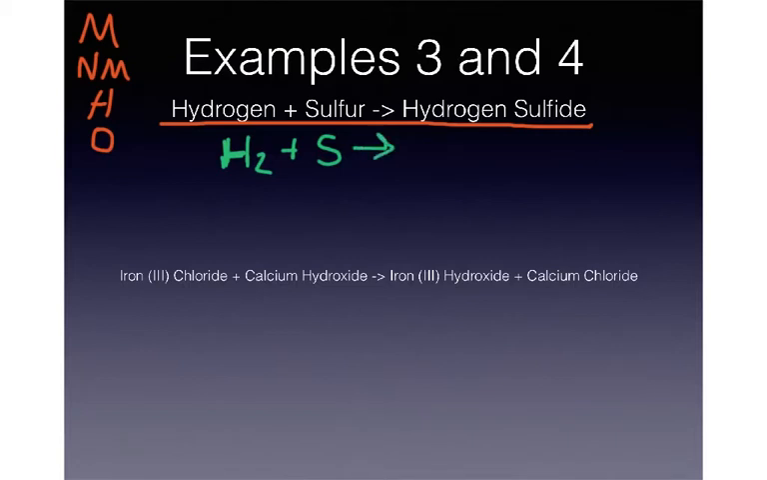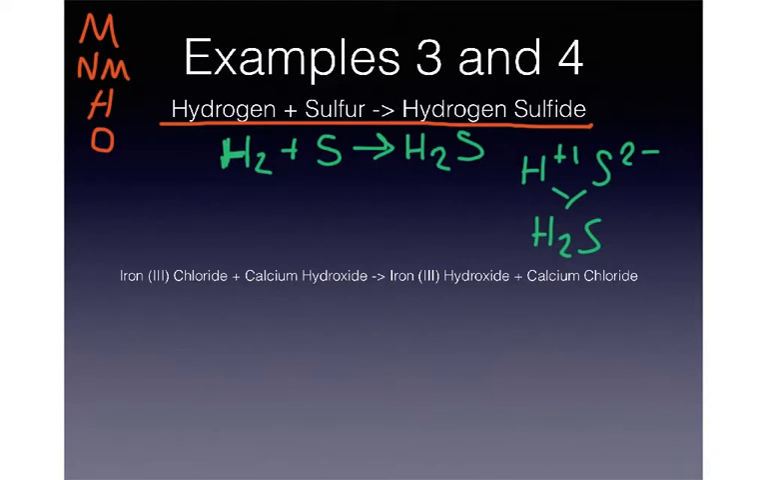Hydrogen sulfide, if you want to take the long way, if you don't know how to figure it out: hydrogen has a +1 charge and sulfur has a -2 charge. So when you put them together and you cross them, you get H2S. So you would plug in the H2S into the products and then check if they're balanced.